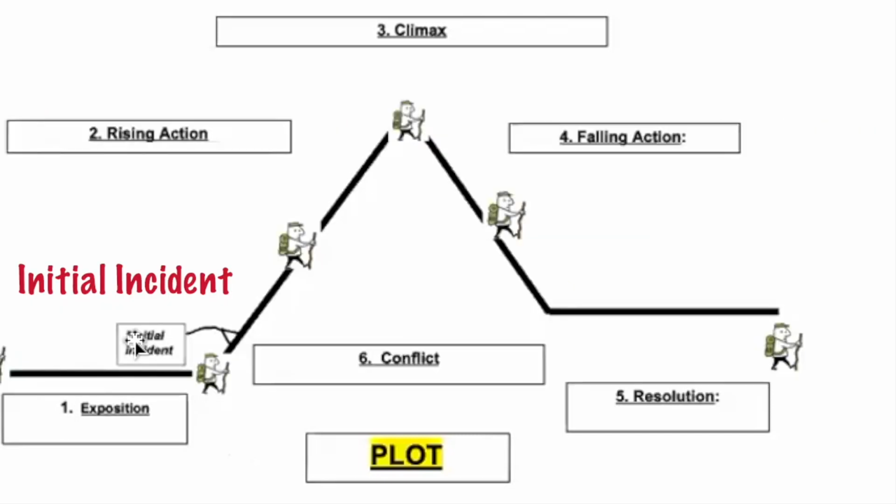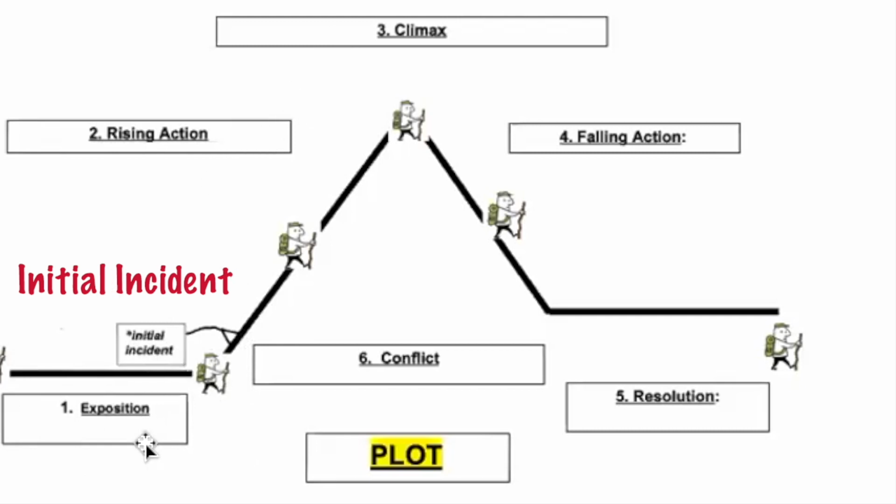Okay. And I've drawn in this little diagram here to show initial incident, because it often is missed, but something has to happen to make the story start, right? It doesn't just go. And so what you do is you get a bit of background information, and then something happens and it launches the story, the rising action.